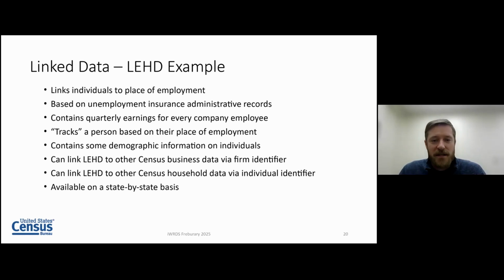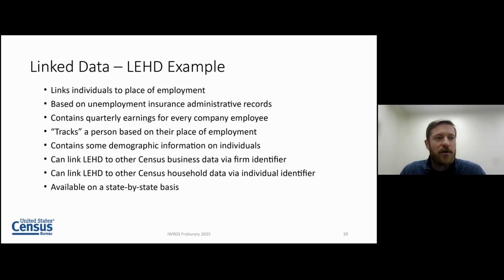And so what this allows researchers to do is to track people based on their place of employment. You can see individuals moving from one firm to another firm and which firm they work with. So then you can take the demographic data that you have on persons and apply that to firms.